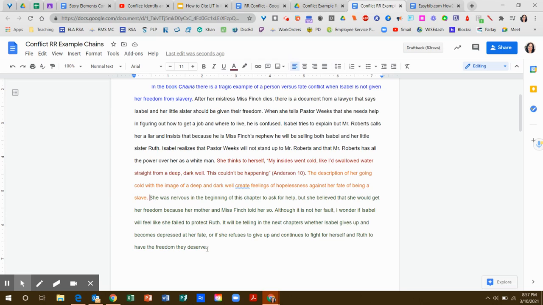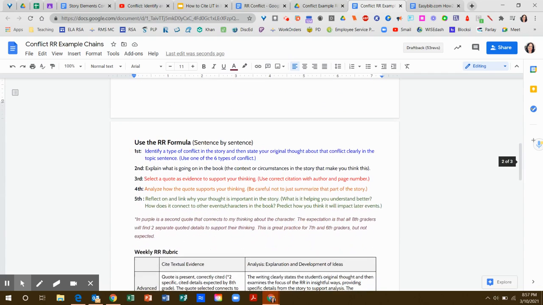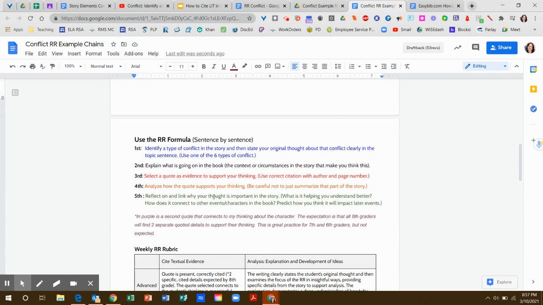The last thing I want to do in this paragraph is explain why it matters that I'm noticing this. Some of the strategies I can think about to do that is I want to reflect on why this is important in the story. So I might think about what is it helping me understand better? I might think about how does it connect to other events and characters in the book? And I might think about how I could use it to predict how this will impact later events. Because I'm only on page 10, it's helping me understand the character overall. It's helping me understand Isabel and all of the different conflicts that she's going to have to go up against in this story because it's just the beginning.